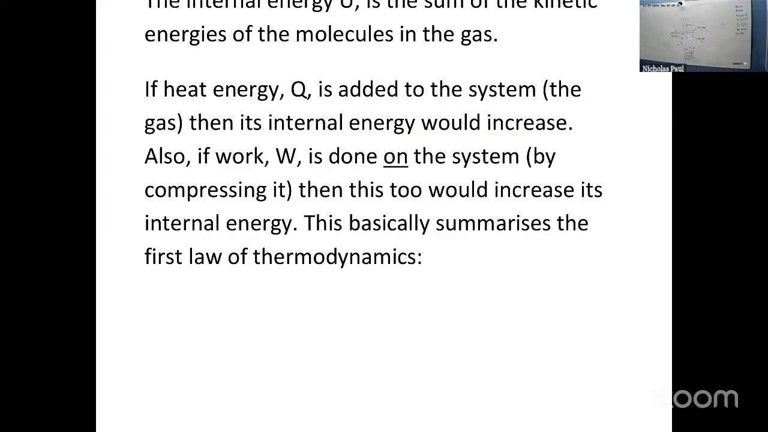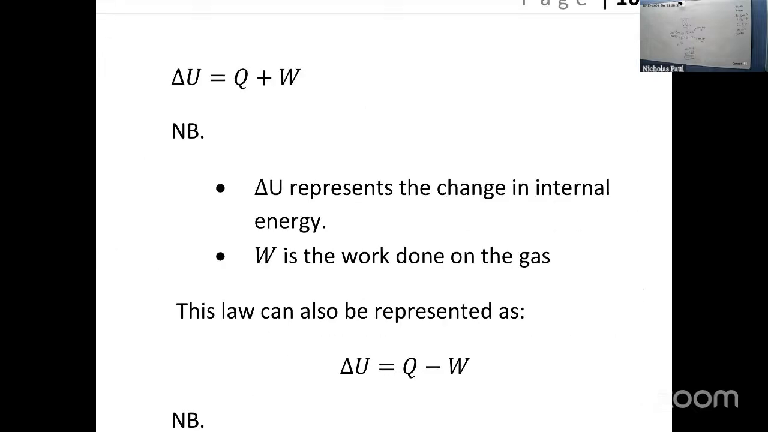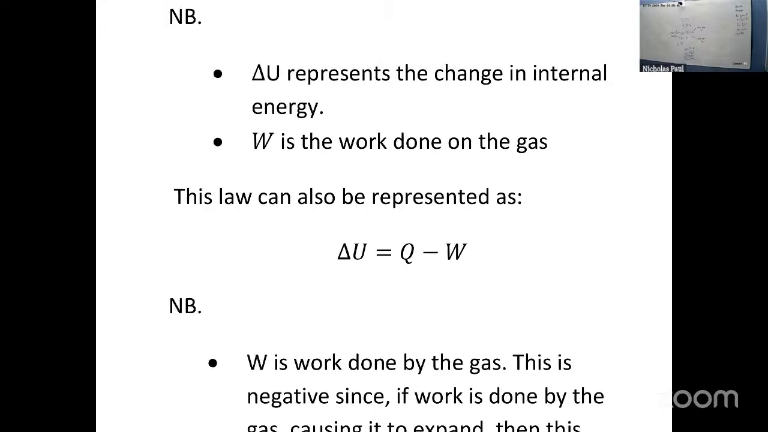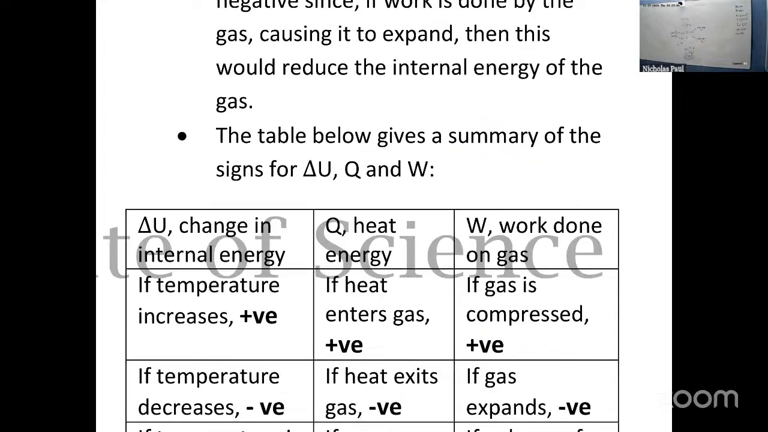This basically summarizes the first law of thermodynamics. Please remember you have to define which W you're using. If it's a plus, it's work done on. If it's a minus, it's work done by. Don't forget that. Work is done by the gas, so this is negative, since if work is done by the gas causing it to expand, then this will reduce the internal energy of the gas. The table below gives an idea of the signs.